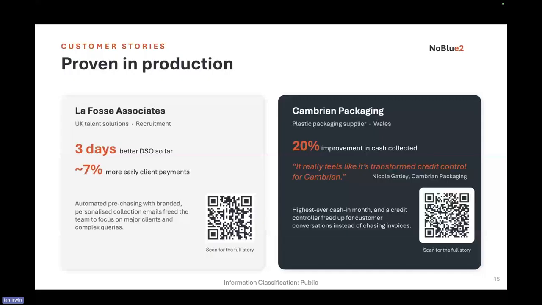Cambrian Packaging reported that in the first month after having gone live fully across their customer base with TaskCollect, they had the highest ever cash collection month ever, which was a 20% improvement on what typically they were seeing. And we'll rather swiftly at that point flip over to any questions.